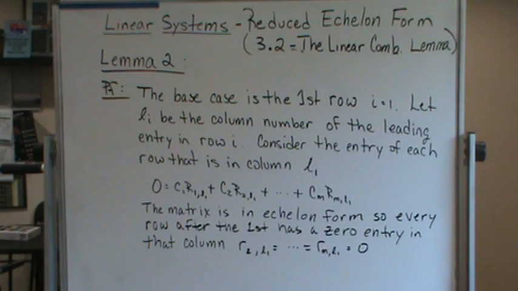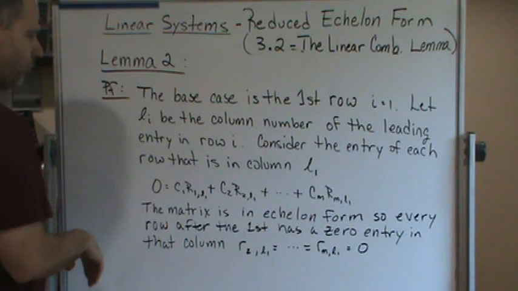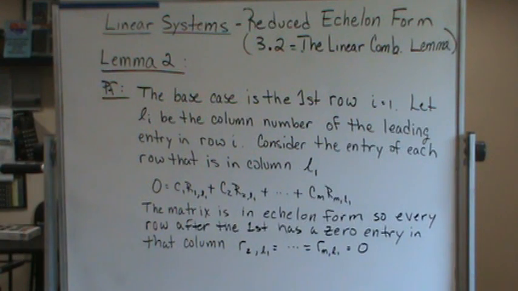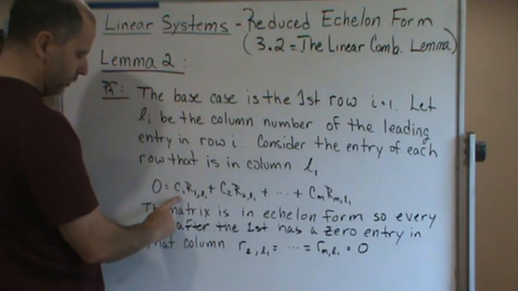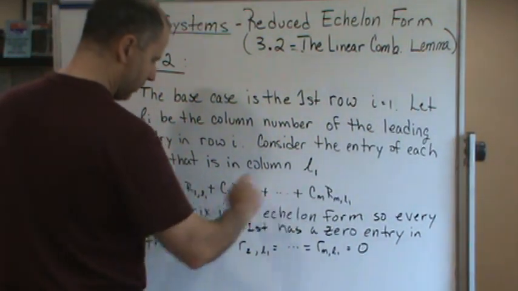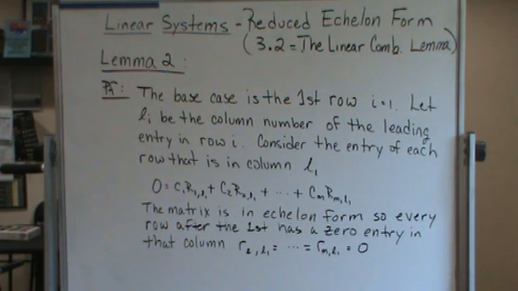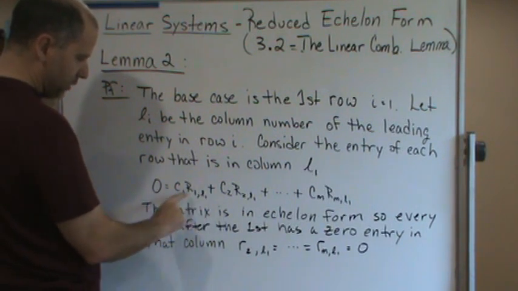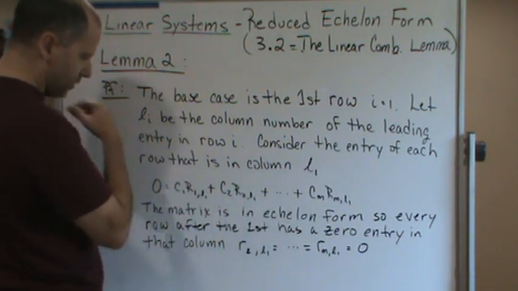But let's say we have this situation where we're in L sub 1, the leading term, or excuse me, the leading coefficient, or the leading variable, in column 1. And then the equation gives us this: we can write 0 equals this linear combination, where we have a linear combination of all of the rows, with these scalars.